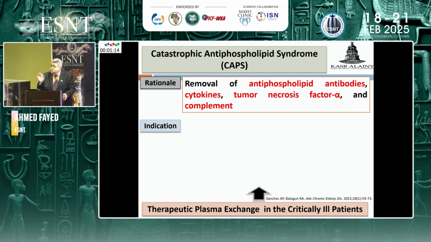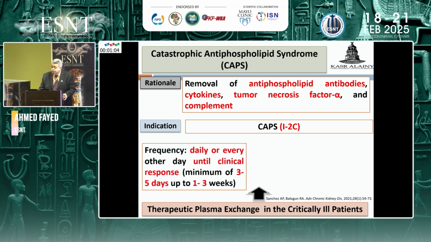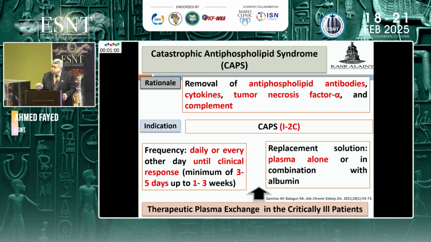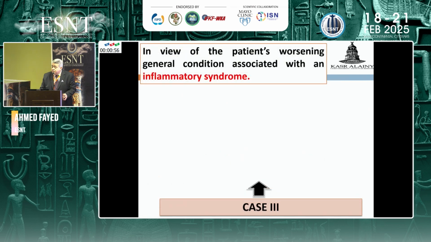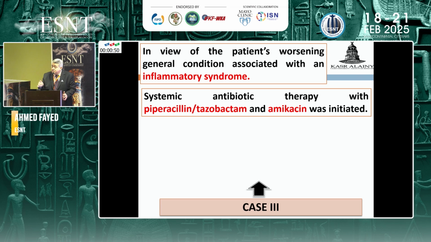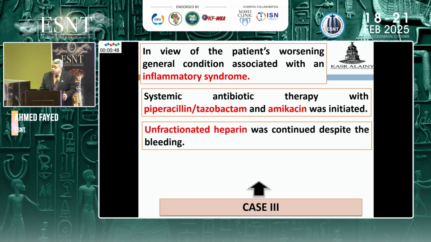In CAPS, there is removal of the antiphospholipid antibody, cytokines, tumor necrosis factor alpha, and complement. The evidence is category 1, but it is 2C. We assess the clinical response daily, and the replacement solution is plasma alone or in combination with albumin. In view of this patient's worsening general condition and the presence of an inflammatory syndrome, piperacillin-tazobactam and amikacin were initiated.